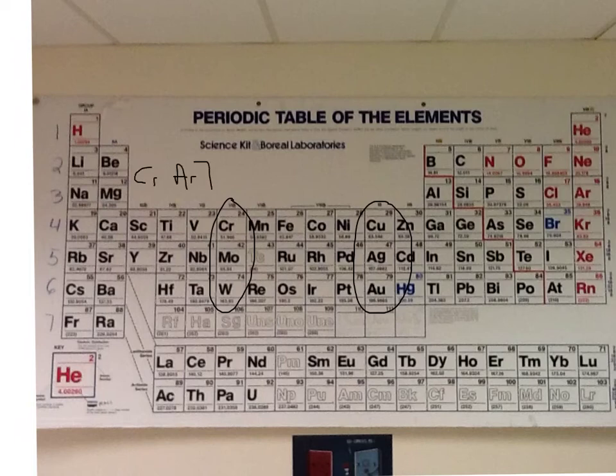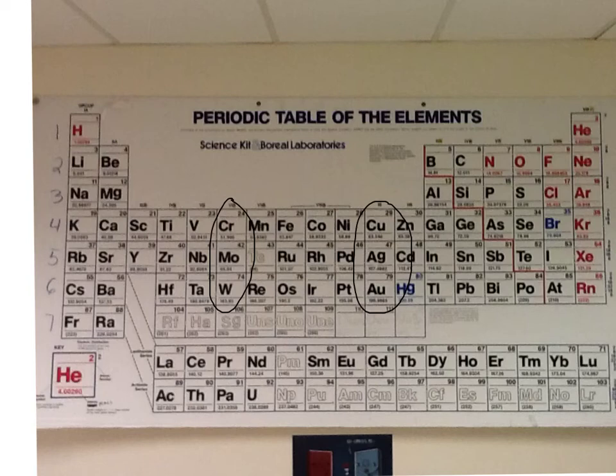So if we're looking at chromium, chromium should have an electron configuration of argon as its noble gas core, and then 4s2, because chromium is in the 4th period, and then 3d, 1, 2, 3, 4. 3d4. And that should be chromium's configuration. It turns out, based upon evidence, it's not chromium's configuration. So what is chromium's configuration?